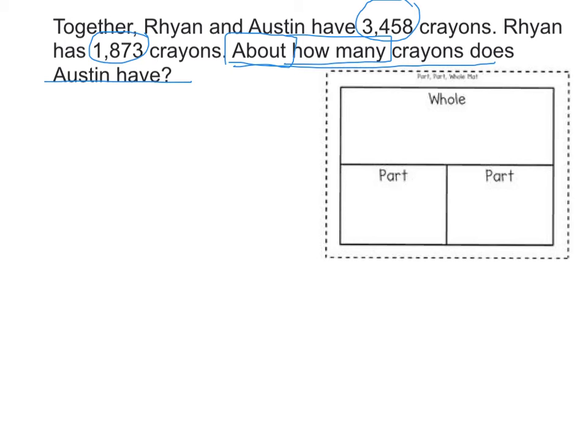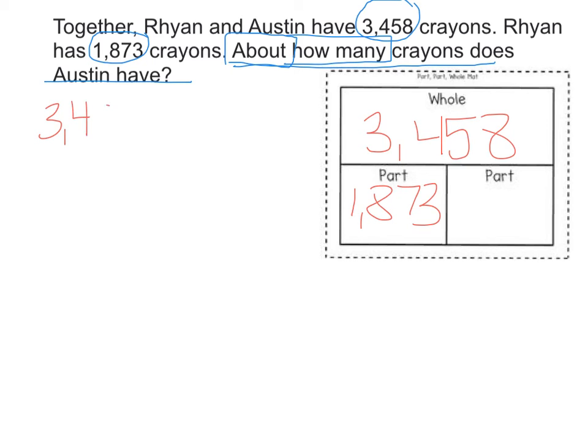So I'm going to go ahead and go down to my part-whole diagram. And I know that Ryan and Austin all together have 3,458 crayons. And I know the number of crayons that Ryan has, but I don't know how many crayons Austin has. So when I'm taking a whole and trying to find one of the parts, I know that I'm going to subtract to find my answer. So then I'm going to go off to the side here, and I'm going to rewrite my numbers, adding in that subtraction symbol.